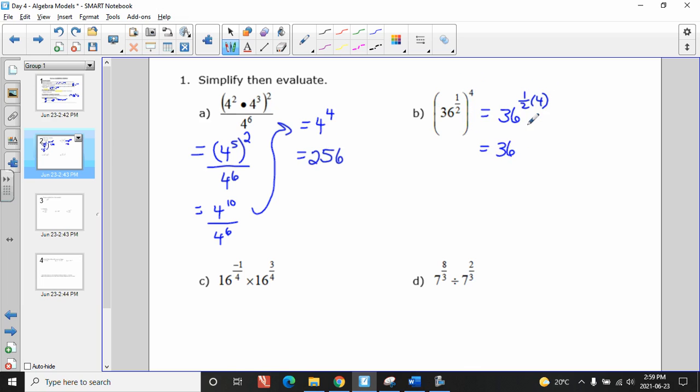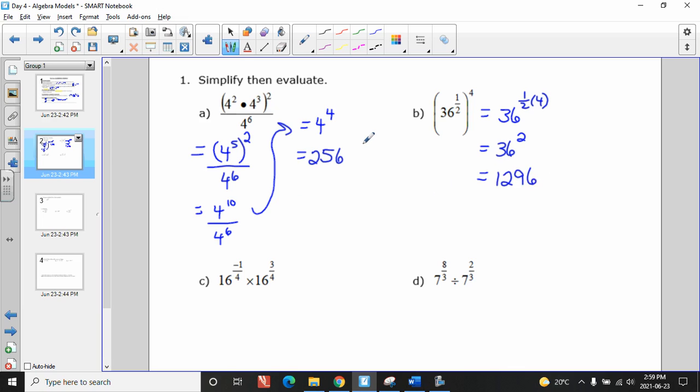1/2 times 4, or 1/2 of 4, is 2. So with that simplification, I've got nothing ugly left. This is ready for a calculator. 36 squared is 1,296.